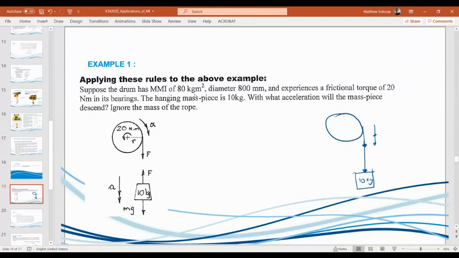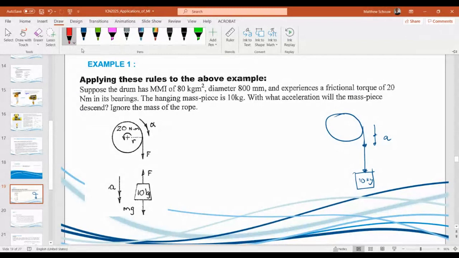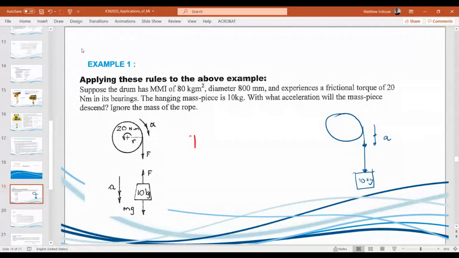Now what you're looking at is, what is a? What acceleration is this going at? As the question says, I'll do it on here, just forgive me. A very basic thing: we look at all the linear parts, which is this.